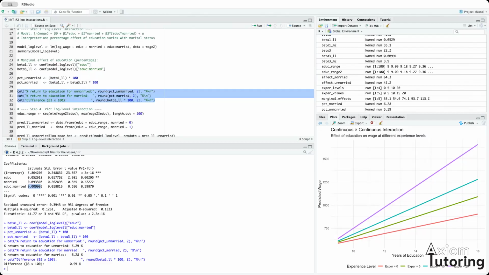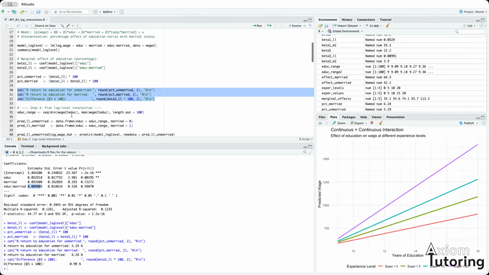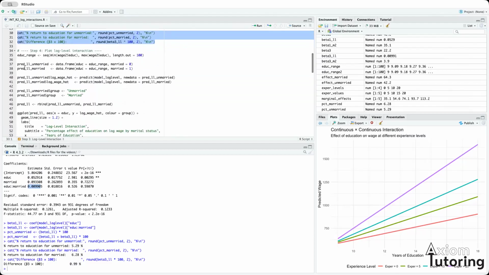Let's plot the log-level interaction now just so that we can also have a visual overview of this particular case as well.